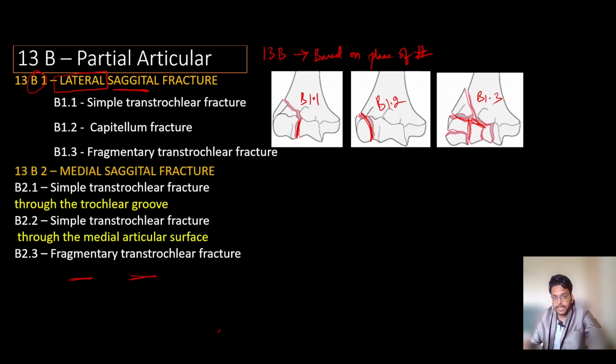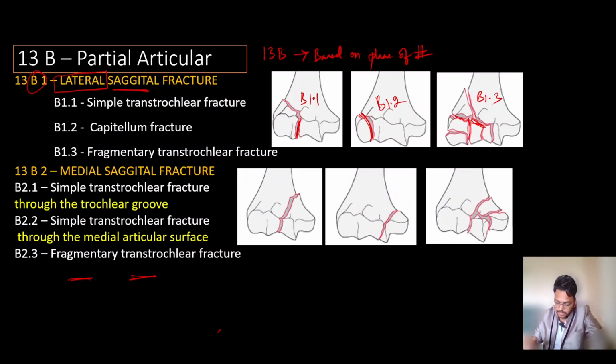Coming to medial sagittal fractures, if the medial sagittal fracture is going through the transtrochlear groove, it is B2.1. If it is going through the medial articular surface, it is B2.2, and if it is going multifragmentary through the medial articular surface, it is B2.3.